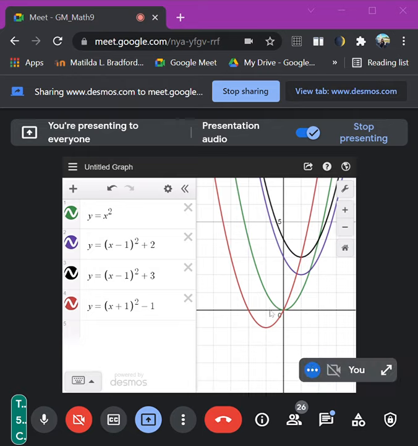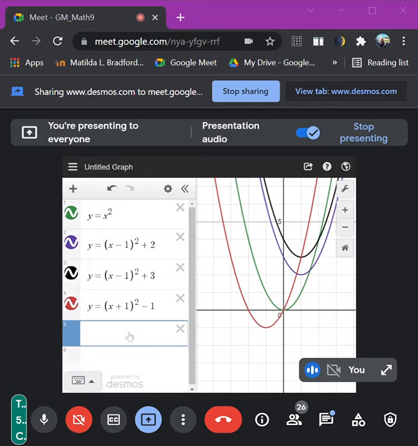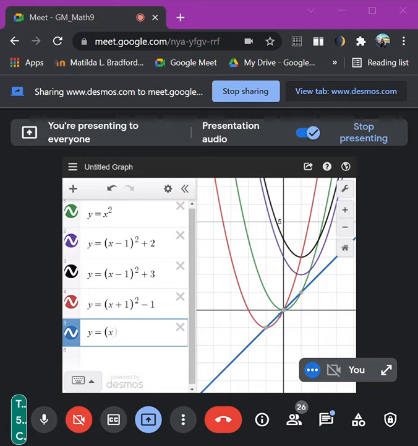Okay, very good. So, as you can see, our h is negative 1, and we said that if h is negative, its movement from our parent function is to the left. So it moved to the left by 1. And since our k there is negative 1, it moved downward by 1 unit. Okay, very good. You have identified it. Now, let's go to the last one we have here. This one.